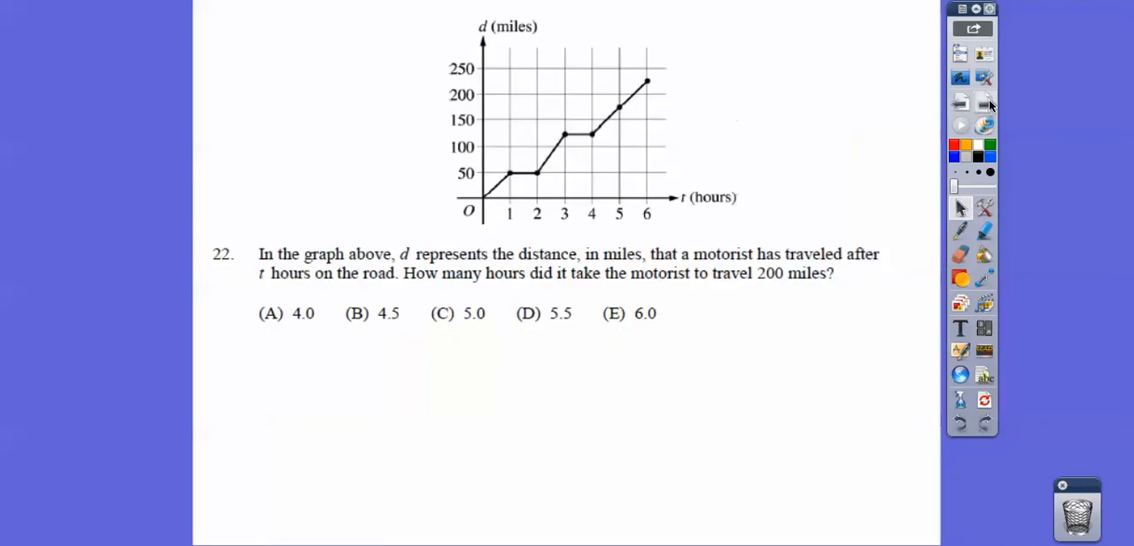All right, in the graph above, D represents the distance in miles that a motorist has traveled after T hours right here. How many hours did the motorist travel for 200 miles? So we'll go up here at 200 miles, go straight over, go straight down, so about 5.5. So choice D right there, okay?